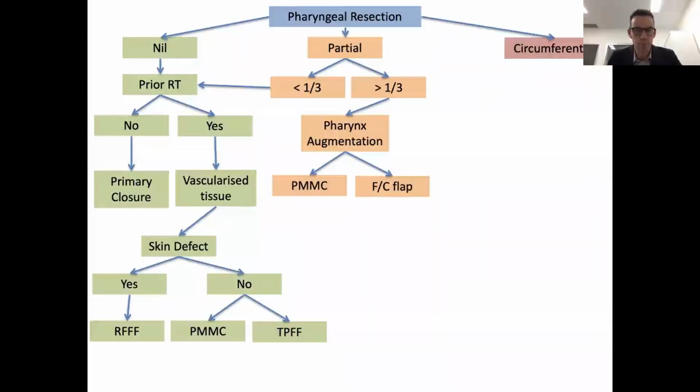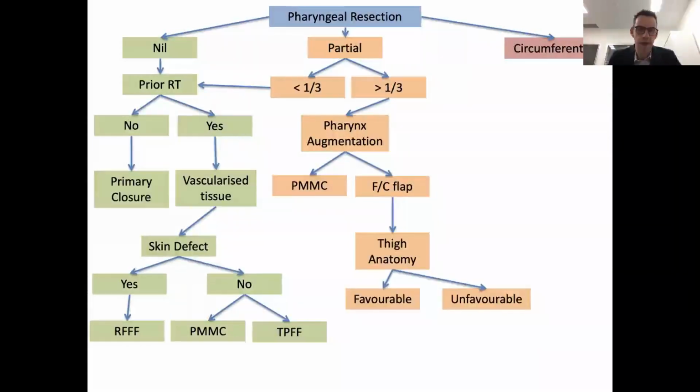And again, we have the options of either pec major flap or fasciocutaneous flaps. When we consider fasciocutaneous flaps in our population, we look at their thigh anatomy. If their thigh anatomy is favorable, then we favor ALT reconstruction in these cases. Unfavorable, we proceed with radial forearm free flap, and these really are the workhorse free flaps that we use.